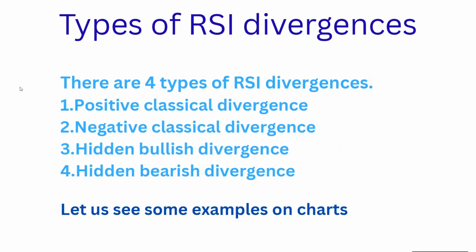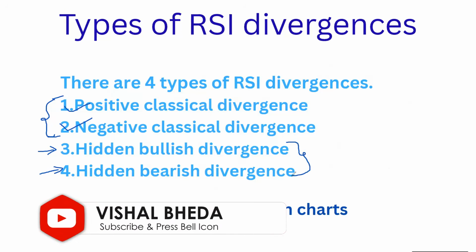Now, there are 4 different types of divergences: positive classical divergence, negative classical divergence. These two are for reversals, trend reversals. And then hidden bullish divergence and hidden bearish divergence. These two are for continuation patterns. Okay? I'll show you examples.